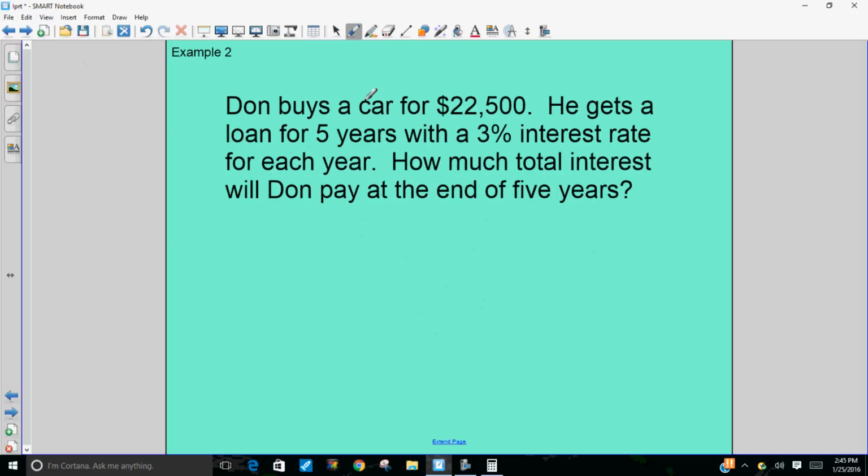Check out example 2. It says Don buys a car for $22,500. He gets a loan of 5 years with a 3% interest rate for each year. How much total interest will Don pay in 5 years? Okay, so we have I equals PRT. Alright, let's label the stuff it gives us. 22.5. That's how much he's borrowing. That is the principal. 5 years is the time. And 3% is our rate. So we have the P, the R, and the T.